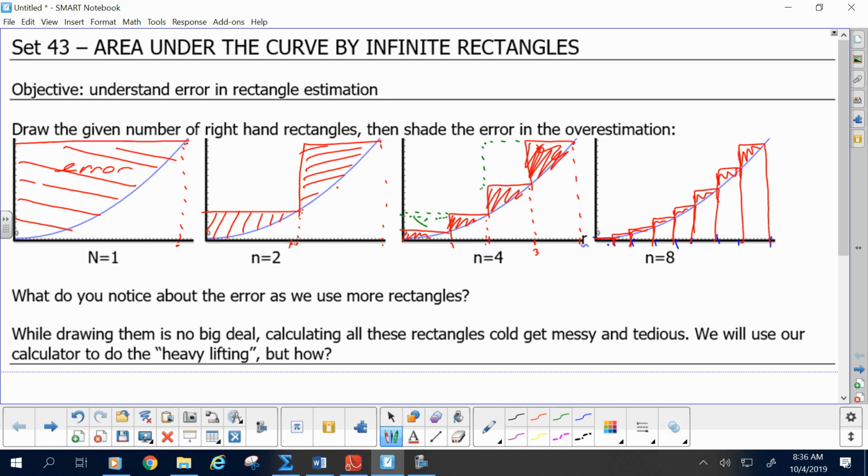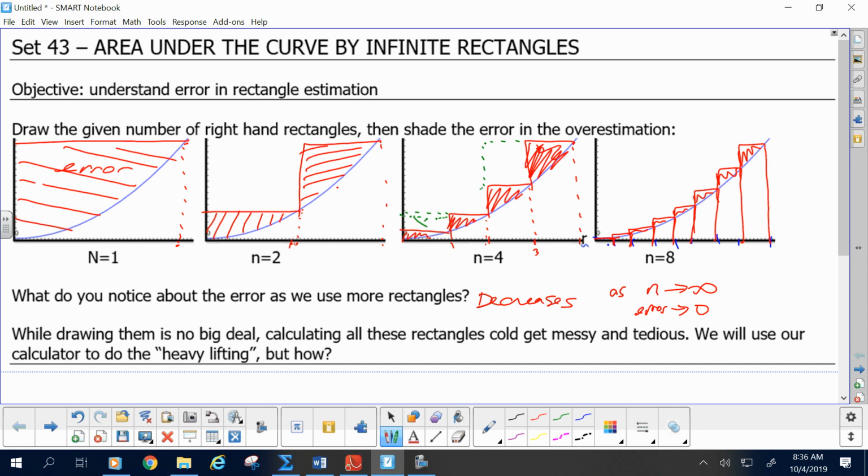Got that? So the obvious point is, what do you notice about the error as we use more rectangles? The error decreases. In fact, in calculus terms, you could say as n goes to infinity, the error goes to 0, and we start to approach the perfect area, or exact area. All right.